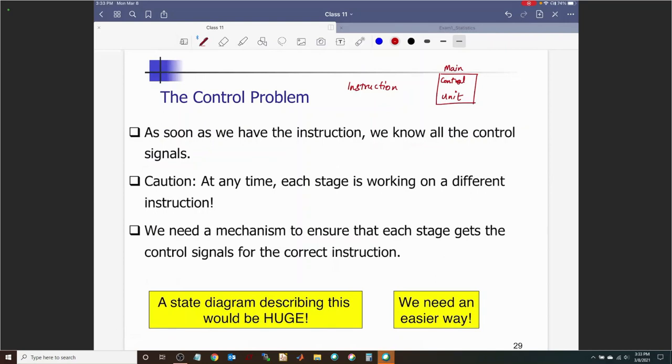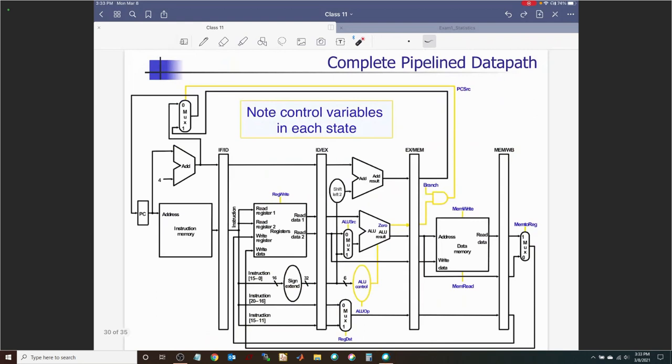And as soon as the instruction is available, it gives you all the control lines. So as soon as you have the instruction, you know all your control signals. Some of those control signals are appropriate for decode stage, some for execute stage, some for memory access, some for write back. So not every signal is appropriate for every stage. For example, if you look at this, register write is only used in the decode stage.